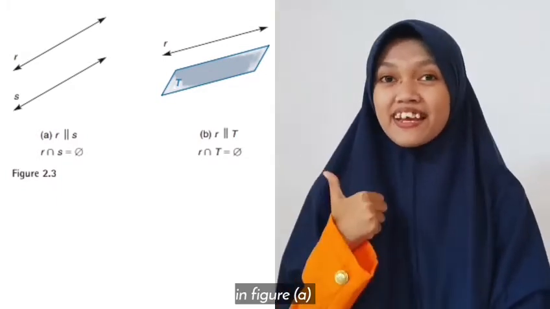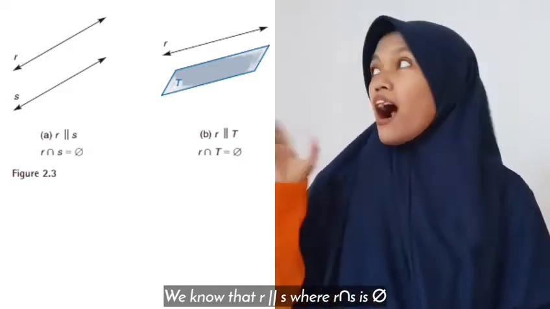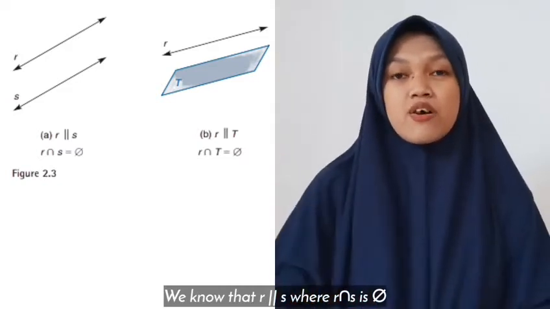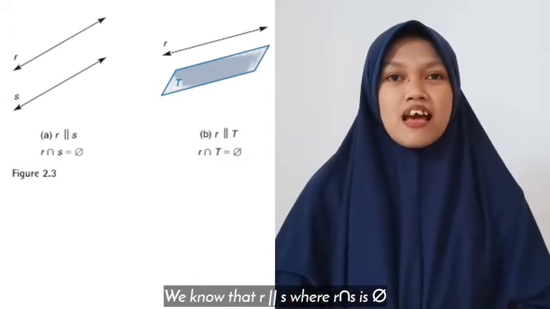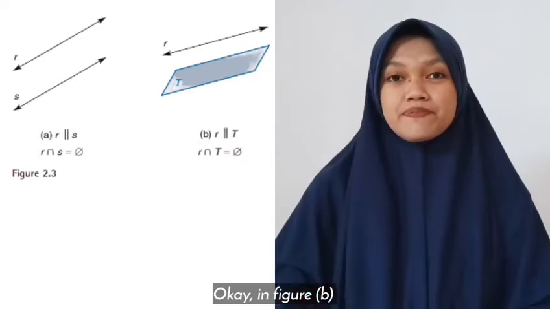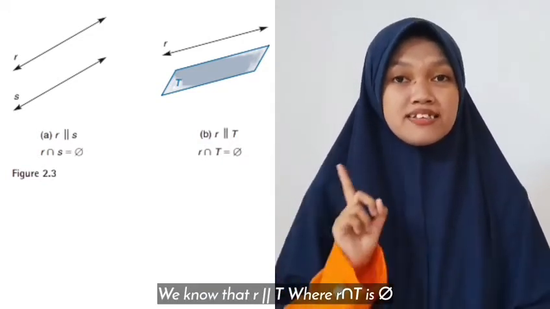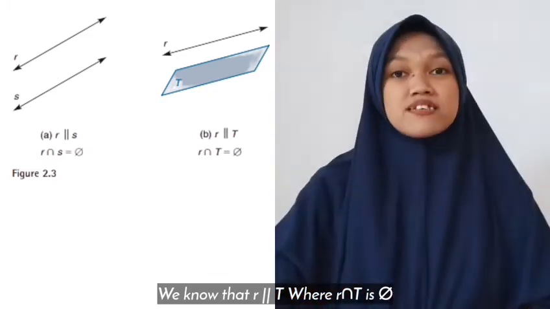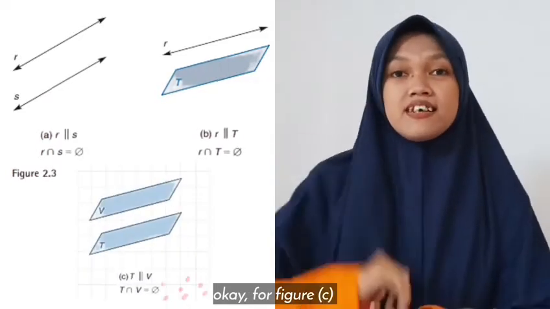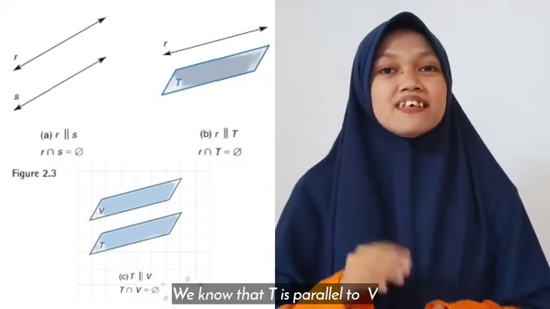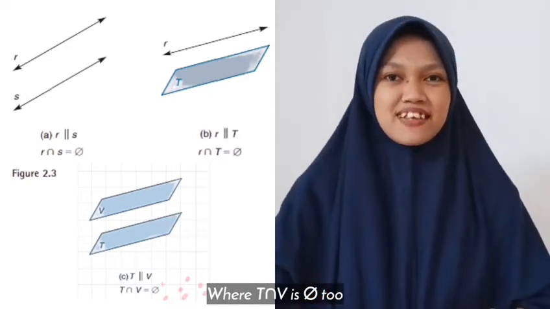In figure A, two lines in a plane. We know that R is parallel to S, where R intersection S is the empty set. In figure B, a line and a plane. We know that R is parallel to T, where R intersection T is the empty set. For figure C, two planes. We know that T is parallel to V, where T intersection V is the empty set too.